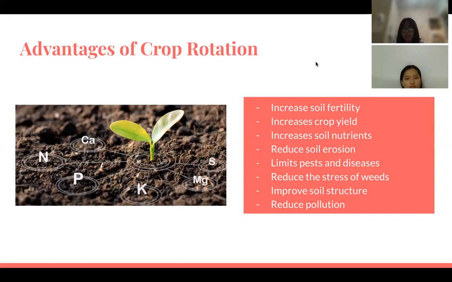The last one is improved soil structure. Crop rotation helps prevent soil compaction and improves the physical condition of the soil. It also helps reduce pollution.